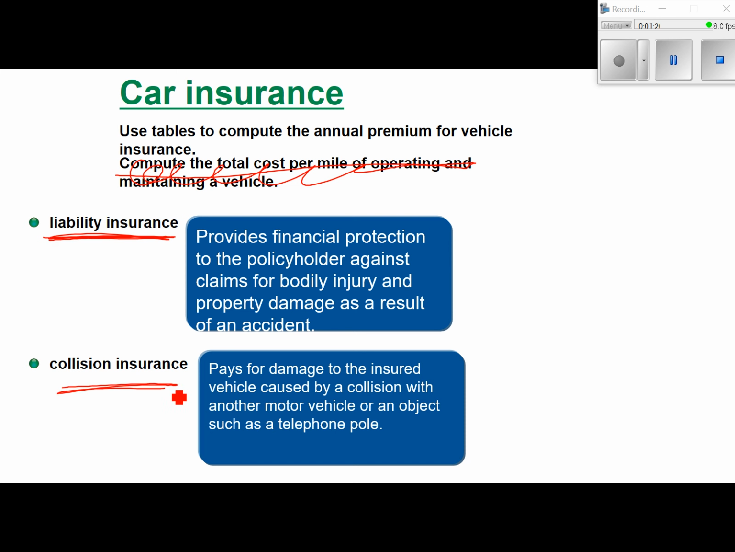Collision insurance. Collision insurance pays for damage to the insured vehicle caused by a collision with another vehicle or an object such as a telephone pole. So liability insurance pays for the other people's property that maybe you damaged, or if somebody was hurt while they were in your car. So that protects you from getting sued. Collision insurance actually covers your vehicle.